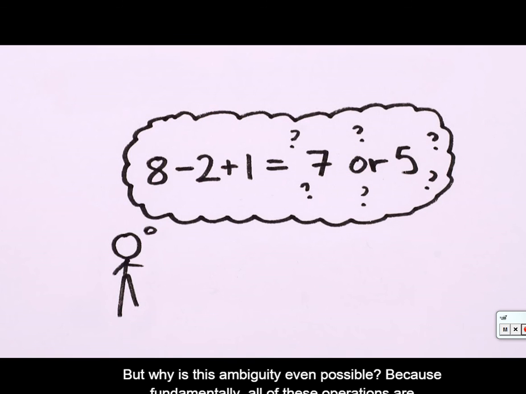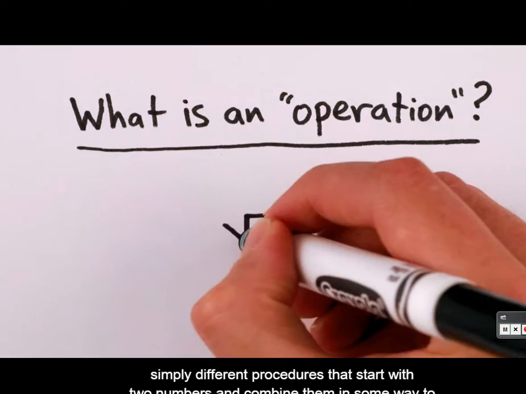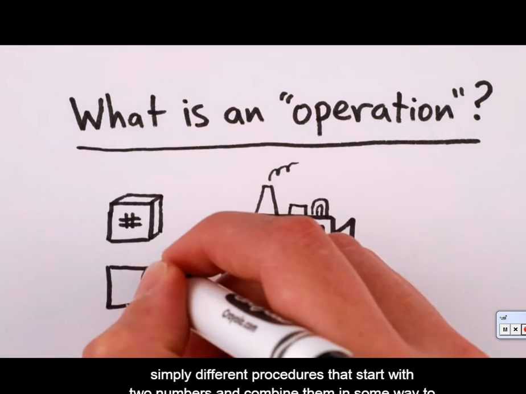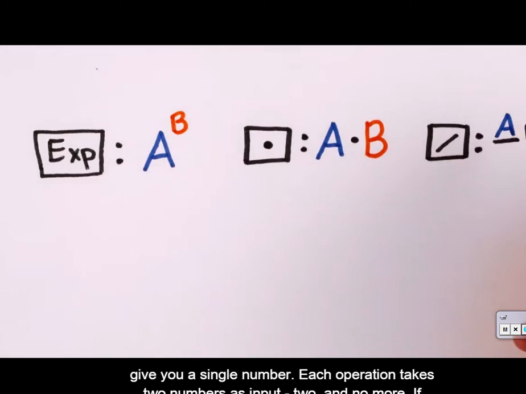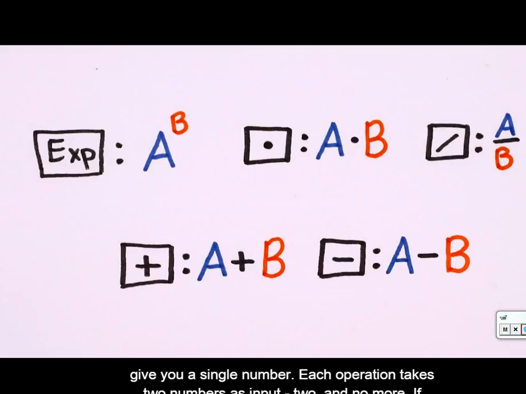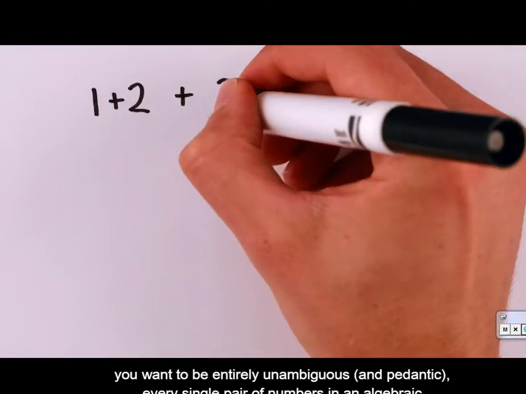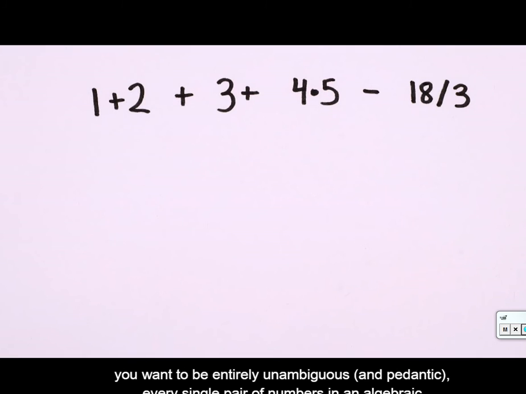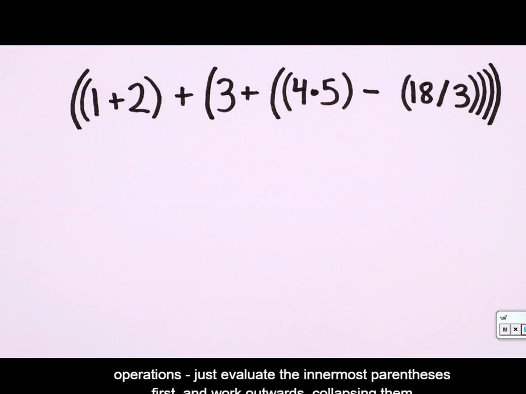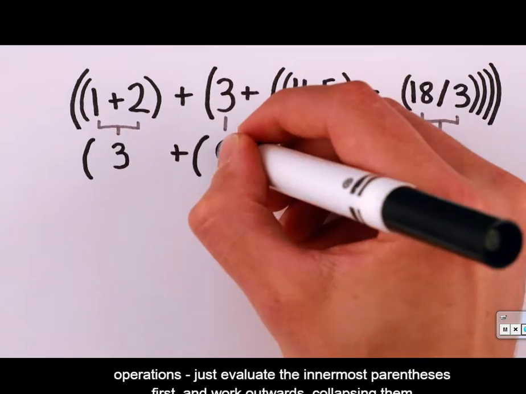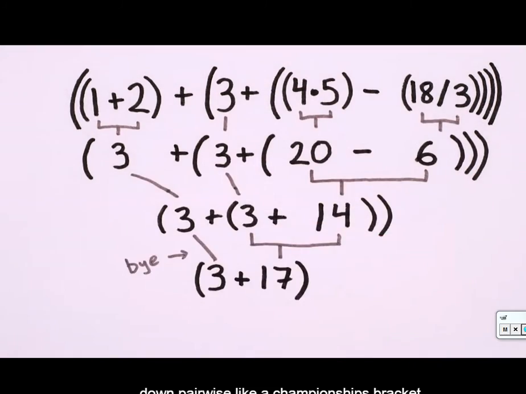But why is this ambiguity even possible? It's because, fundamentally, all of these operations are simply different procedures that start with 2 numbers and combine them in some way to give you 1 number. Each operation takes 2 numbers as input, 2 and no more. If you want to be entirely unambiguous and pedantic, every single pair of numbers in any algebraic expression should be inside parentheses. And then there's no need to know any order of operations. Just evaluate the innermost parentheses first and work outwards, collapsing them down pairwise like a championship bracket.